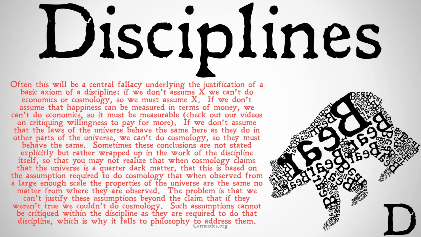And so if the laws of the universe act differently in other parts of the universe, if an observer in a different part of the universe would see things differently than we would here, then all of our assumptions about cosmology fall apart, and we can't actually do cosmology.